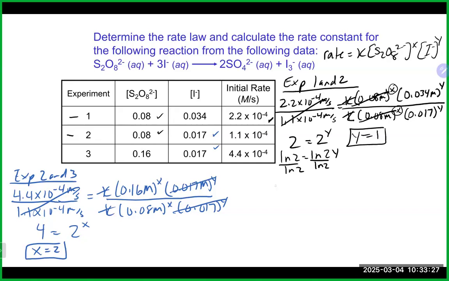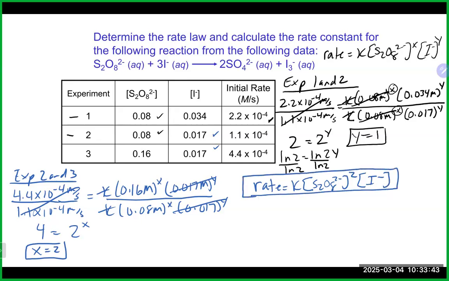That's going to give us our completed rate law here. Basically, the rate is equal to k times the S2O8 2 minus, and that is to the second, and our I minus here to the first. First off, any questions on the calculation there?